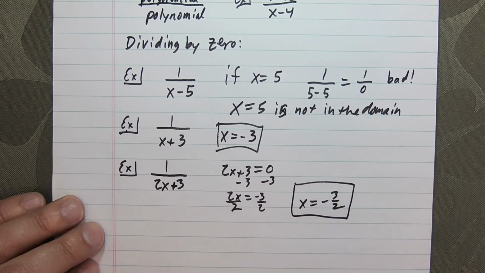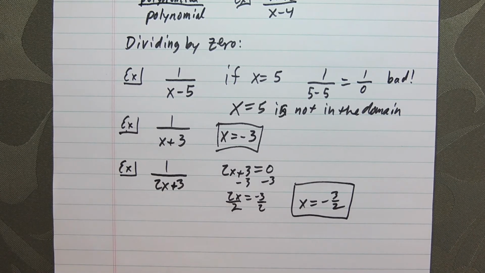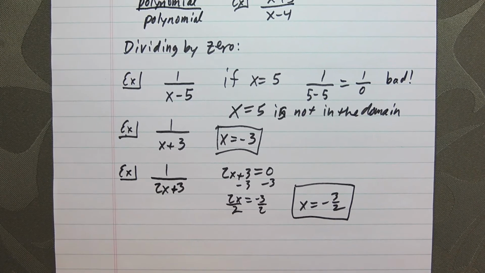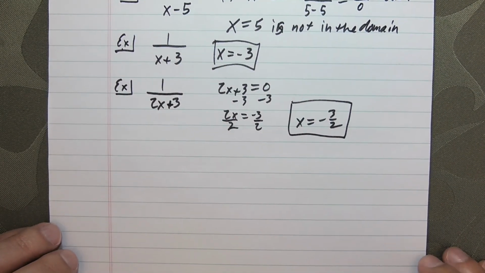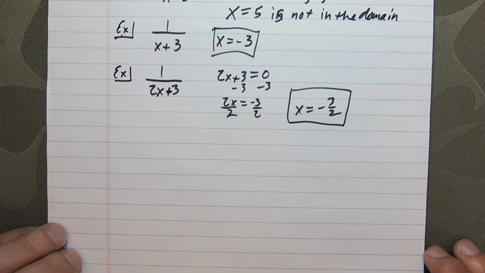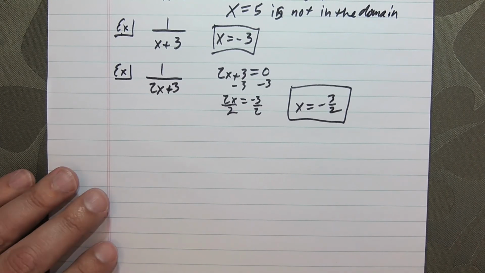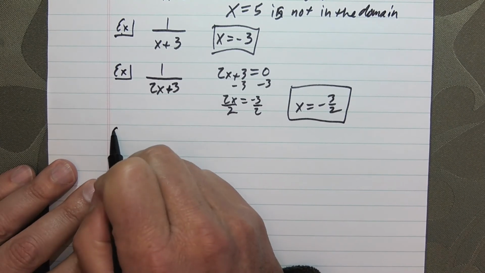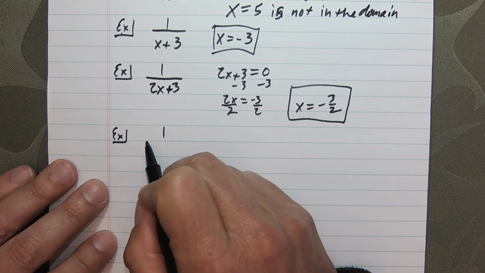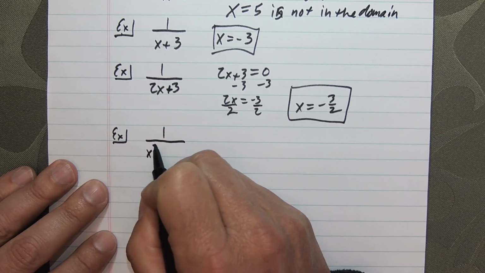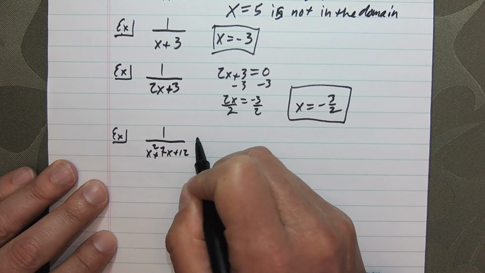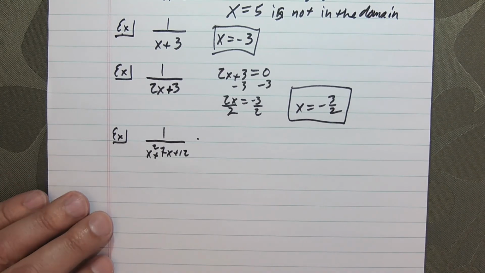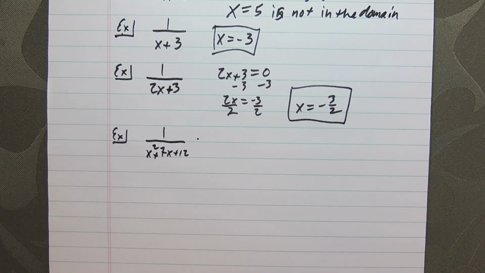So where's the bad place? The bad place is at negative 3 halves. Okay. So basically what you're going to want to do is just set the denominator equal to 0 as you're looking at this. All right. We could even get a little crazier. So we have a polynomial like this.